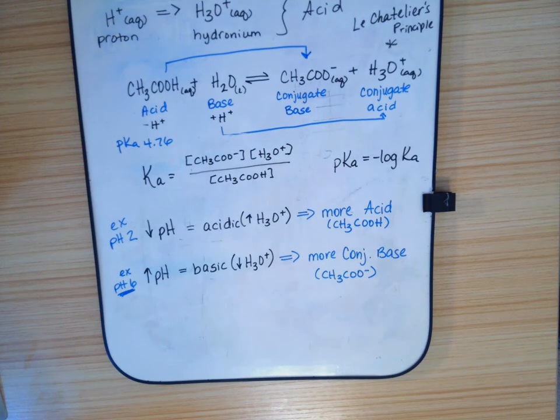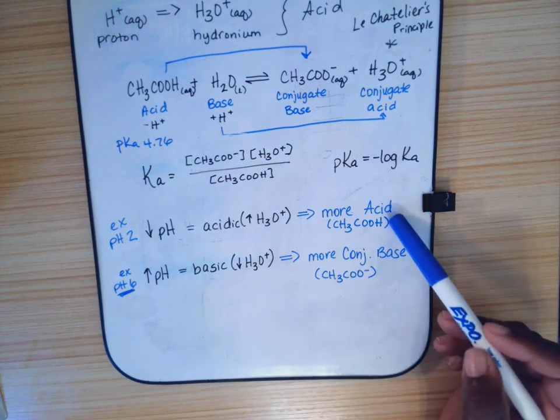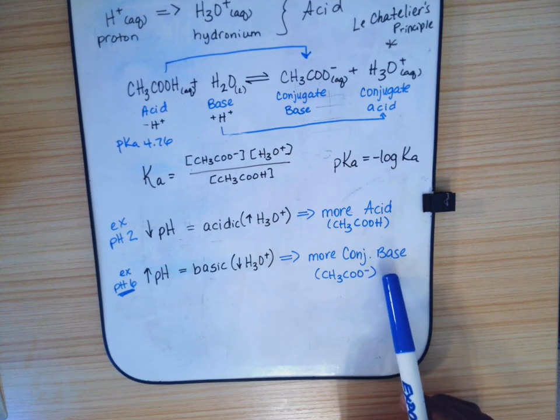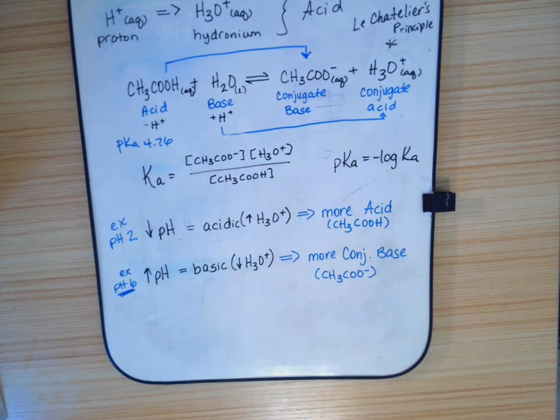And so again, if that value is less than the value of the pKa, you're going to see more of the acid form. But if the value is greater than the pKa, you're going to see more of the basic form. If the value is equal, you're going to see an equal amount of the acid and the base. And so that is how you compare pH to pKa in order to determine whether or not you're going to see more of the acidic form or more of the basic form.